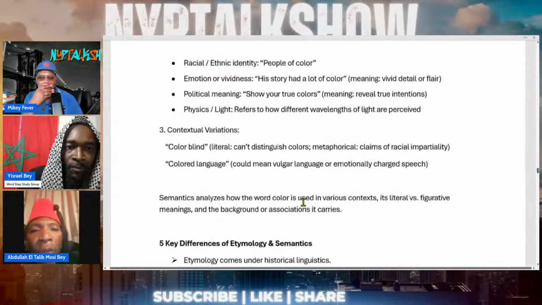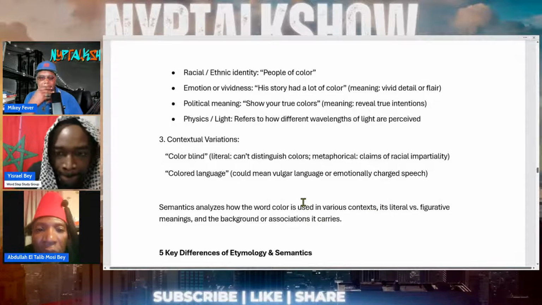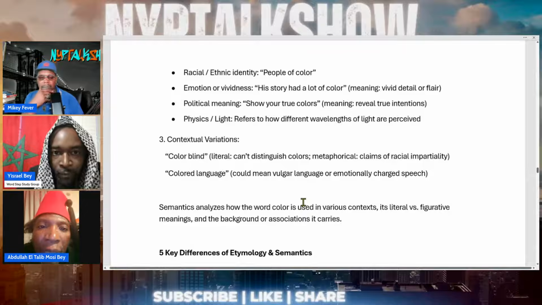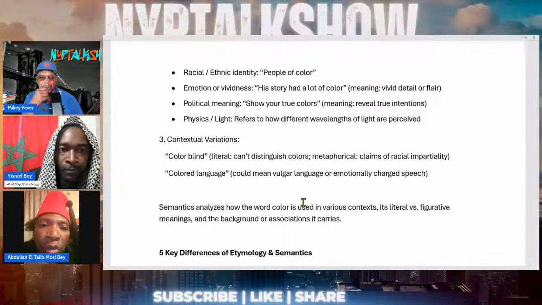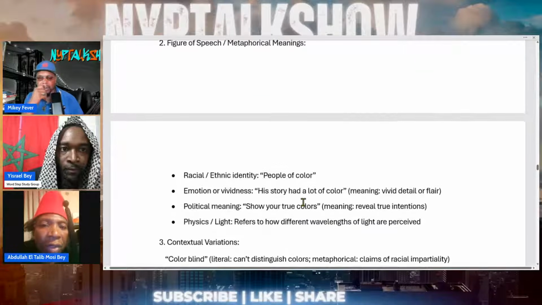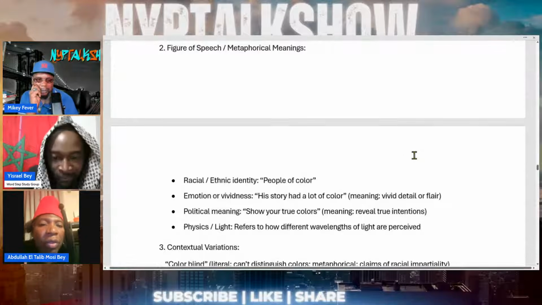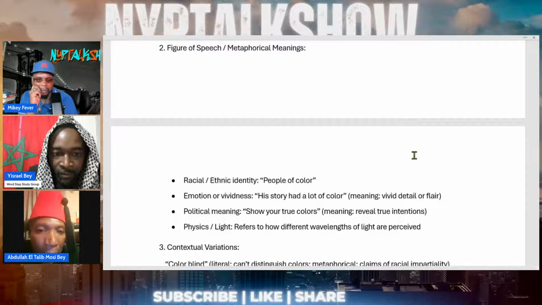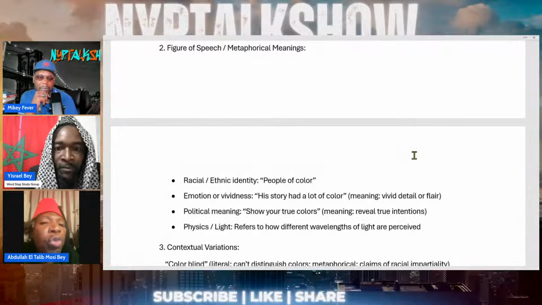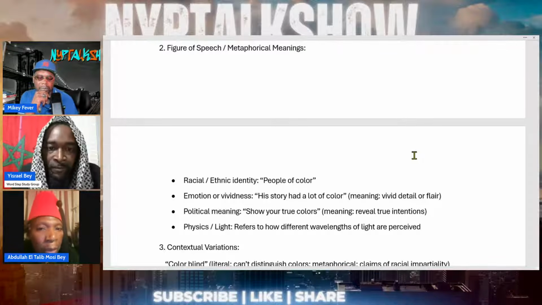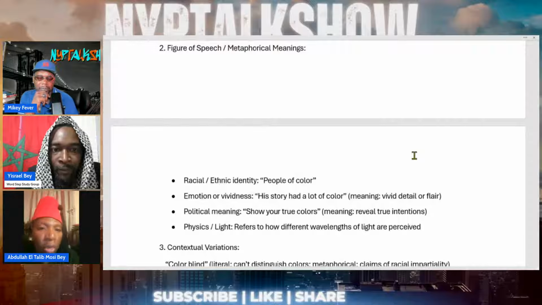Real quick, so the audience is very clear: when he has up here racial or ethnic identity, that is people of color, he's not saying that the term people of color is a racial or ethnic identity. That is how it's been used. People of color, colored people, color, a figure of speech, has been misclassified as ethnic identity.